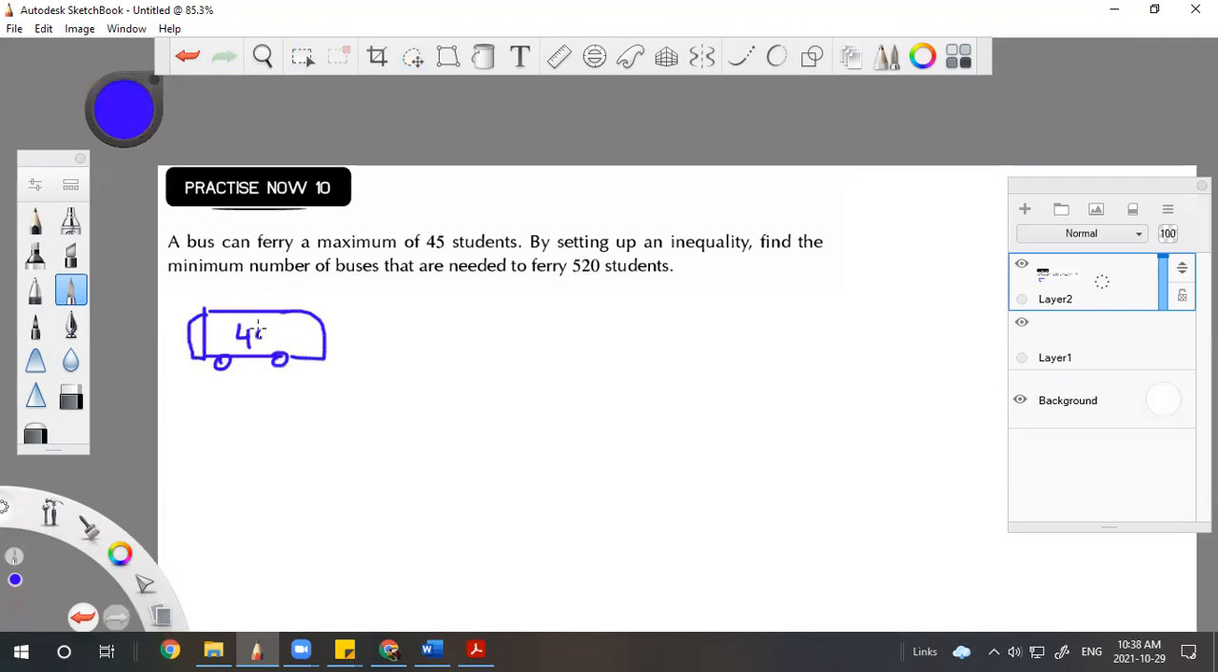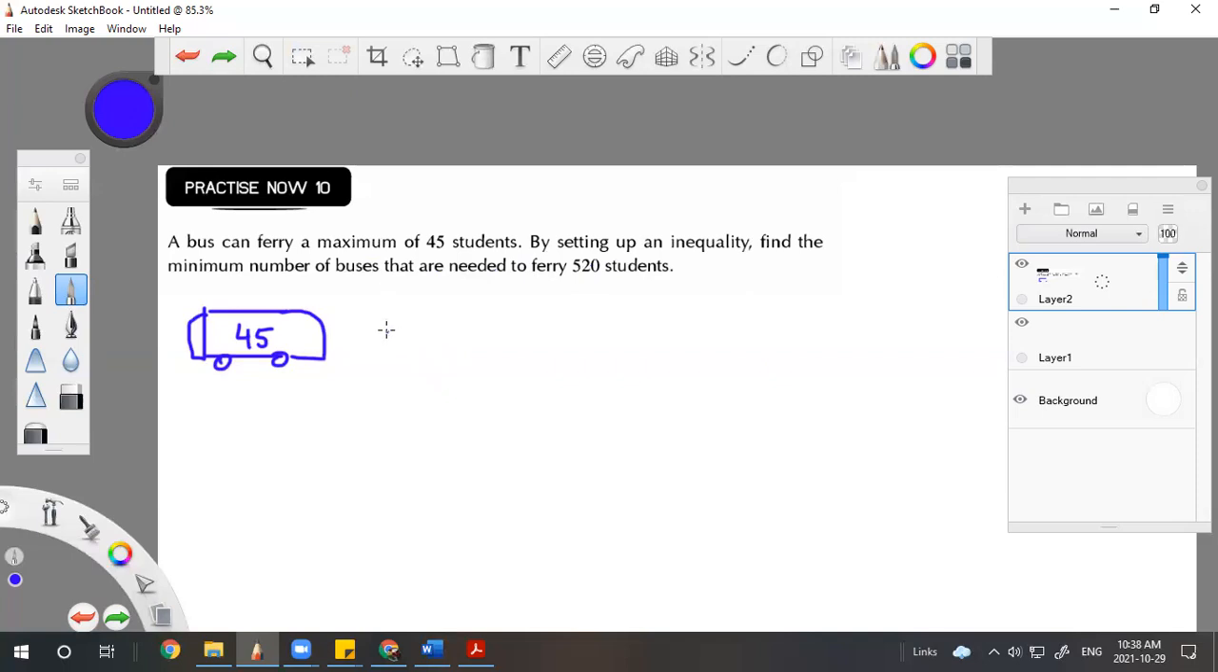45 students. By setting up an inequality, find the minimum number of buses needed to ferry 520 students. If you go straight, oh easy, 520 divided by 45, why make it difficult. Right? What do you get? An ugly number, 11.5555 buses. Is that allowed? Of course not. Bus cannot be decimals. So what do you need to do? 12 buses. Nice, correct. But the question asks for setting up an inequality. Easy, think simply. Think inequality.